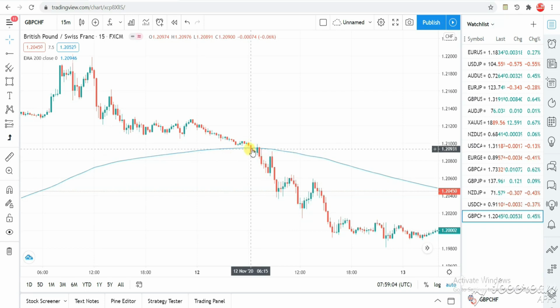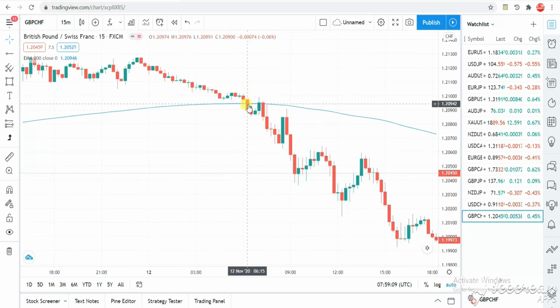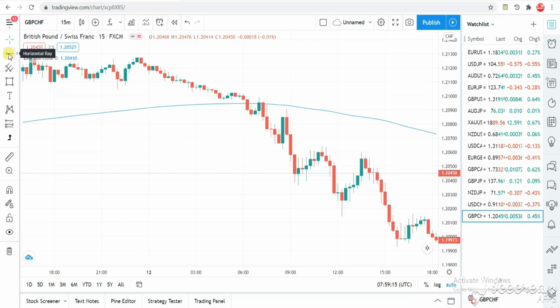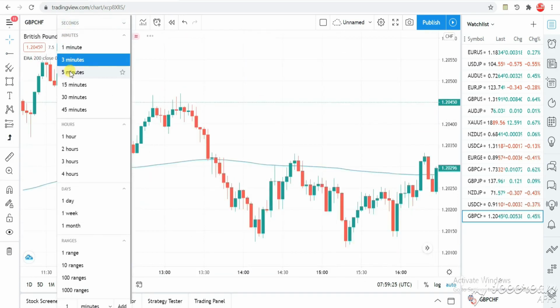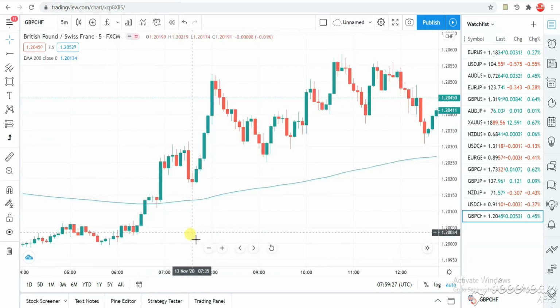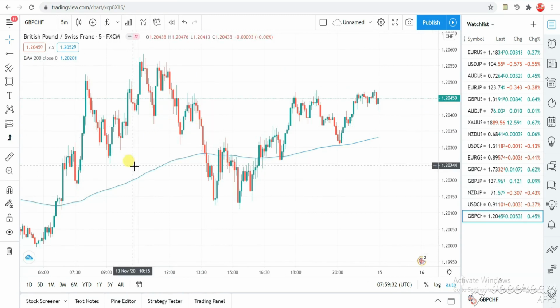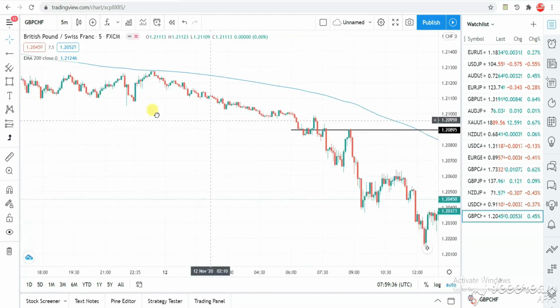One thing I want you to look for is a break of the 200 EMA line, which is this candlestick. If I zoom in, it's this candlestick right here. Go to the tools section and pick up the horizontal ray, click on it and place it right at that break. Then come back down to the 5 minute time frame and look for the point where we placed the horizontal ray, which is right here.